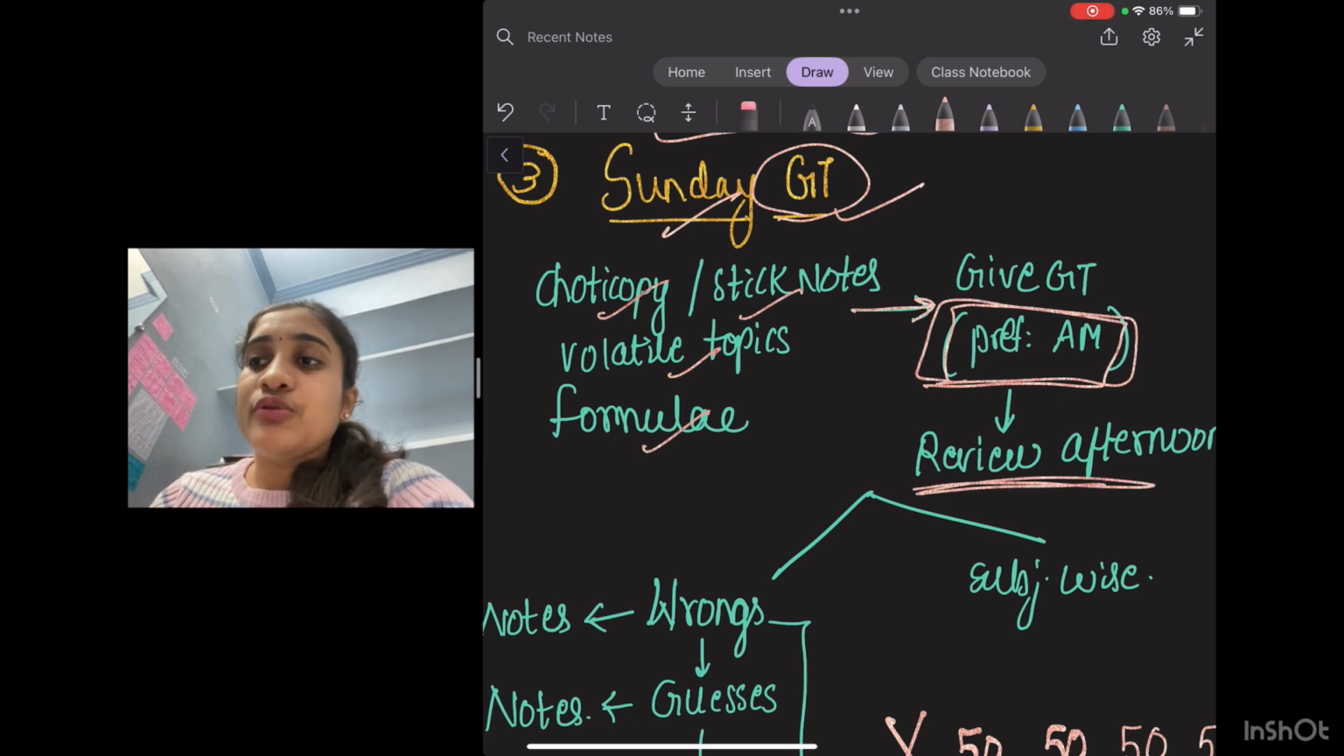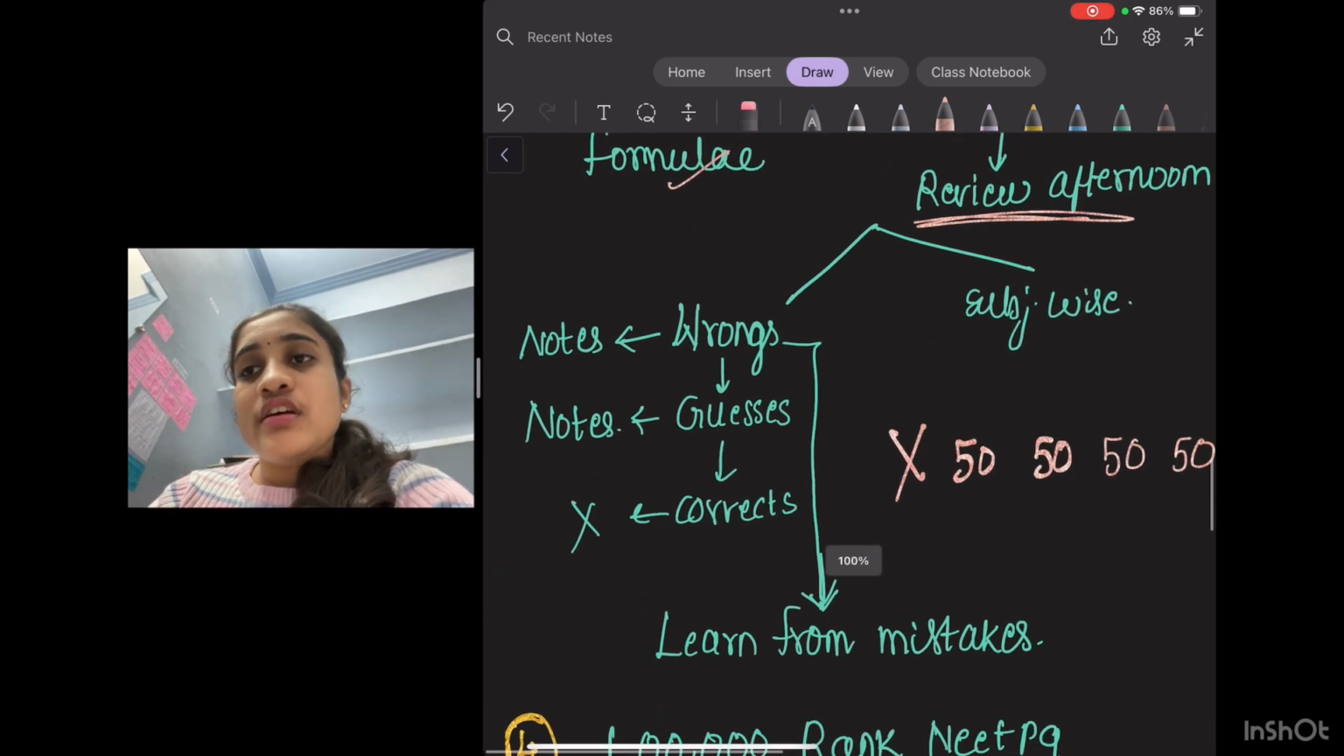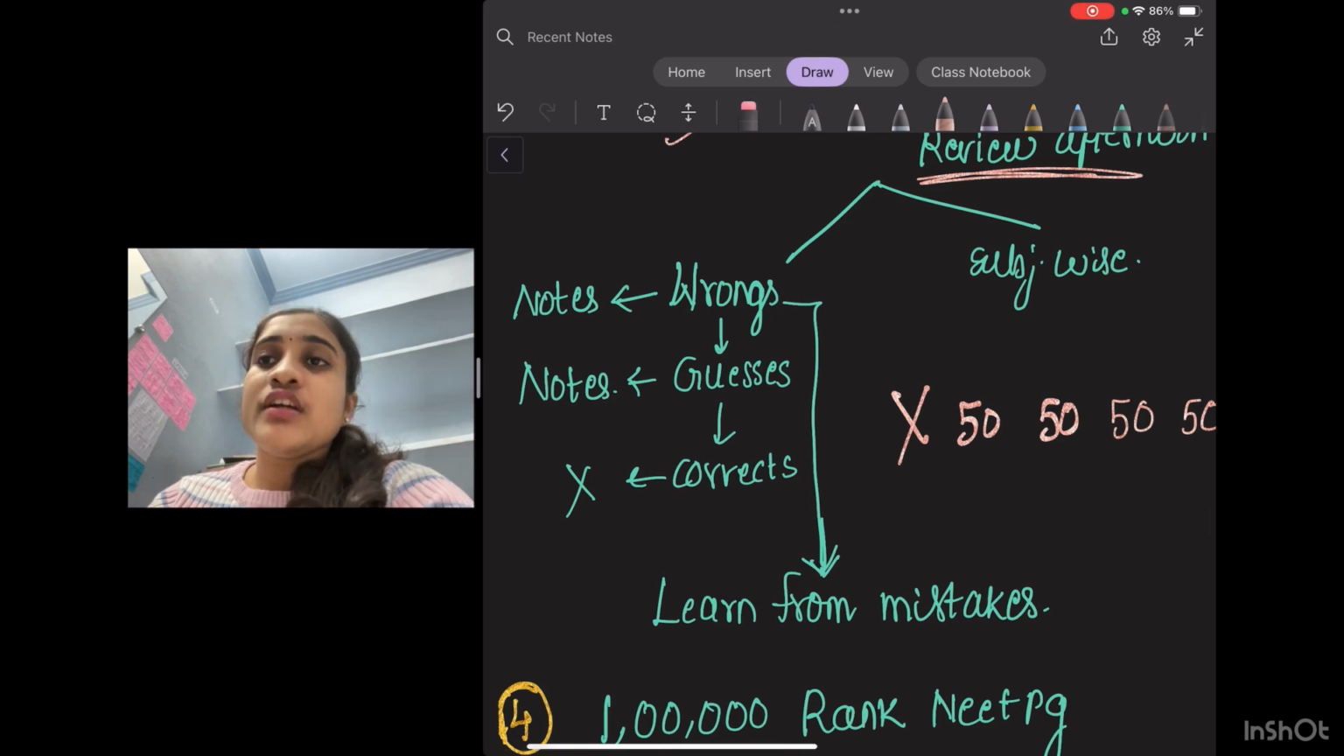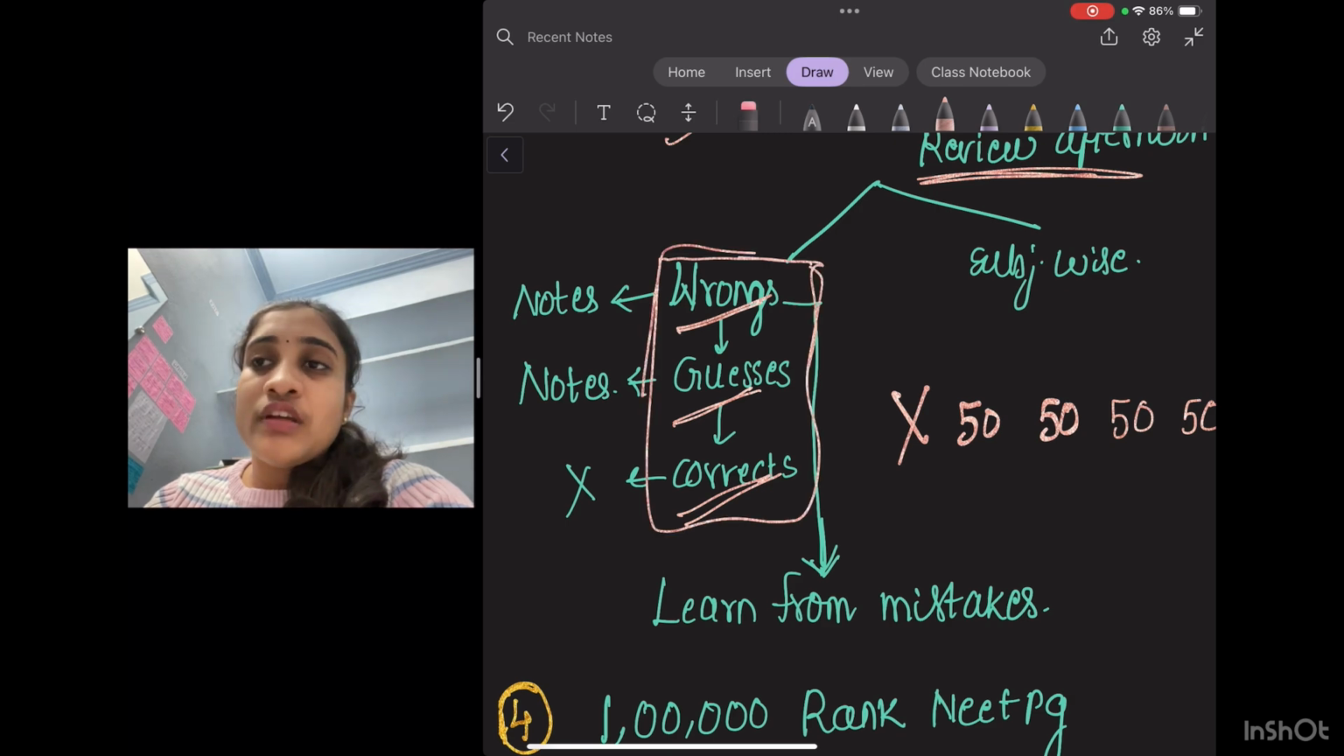There are two methods of reviewing a GT. First method is, first know what you did wrong, what are the wrongs, next guesses, next corrects. Review the wrong answers first. Go to the notes and look at the answer. What is the answer? Complete wrong answers first. Then go to the guesses and then corrects. For corrects, just review the answer. No need to read the entire explanation.